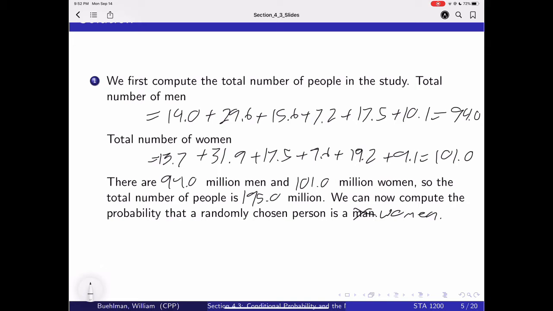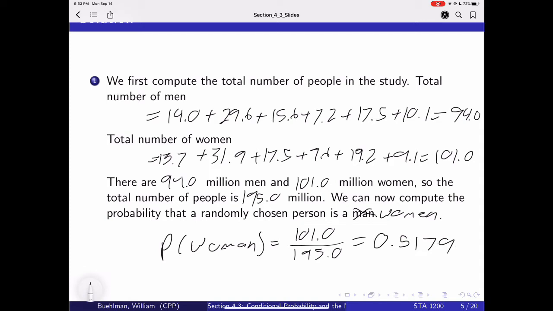We can now compute the probability that a randomly chosen person is a woman. So the probability of woman is equal to 101 over 195, right? Because there was 101 million women and 195 million total people. So the probability is 0.5179. So that is the probability that a randomly selected person in our study is a woman.